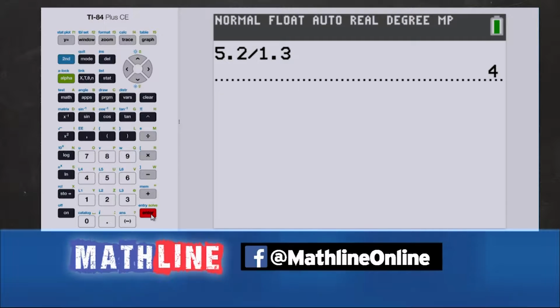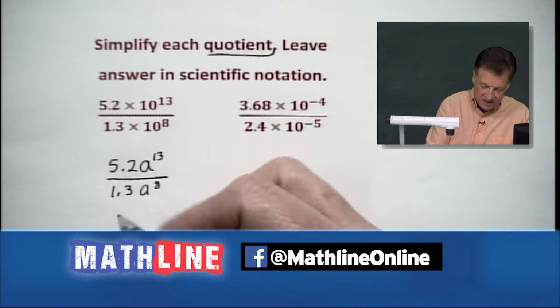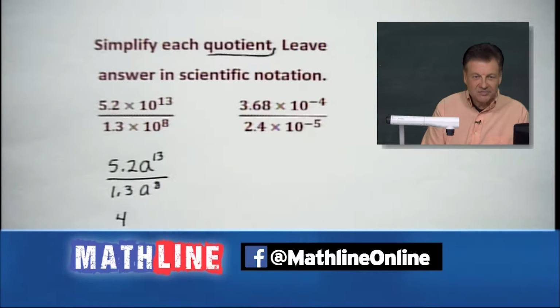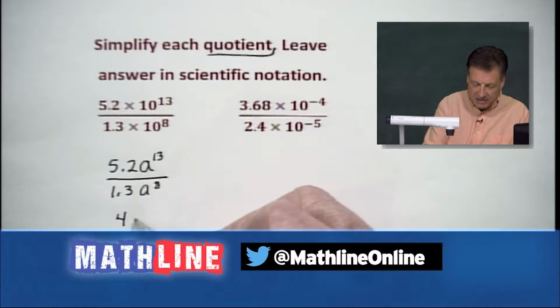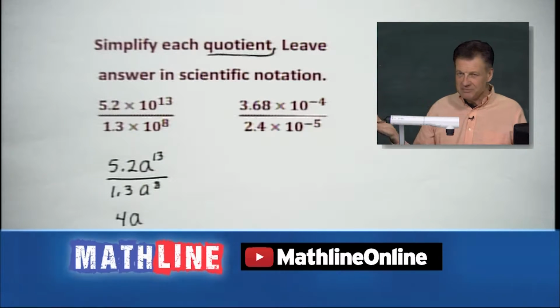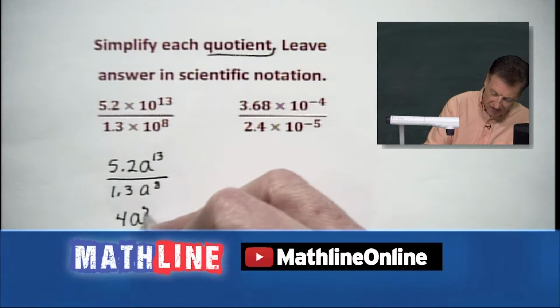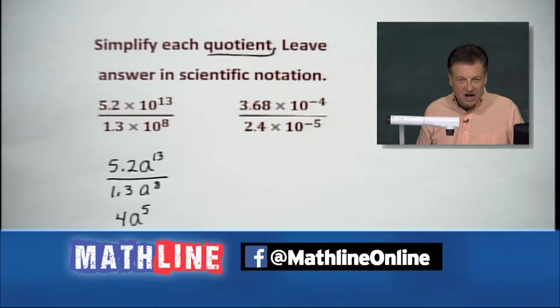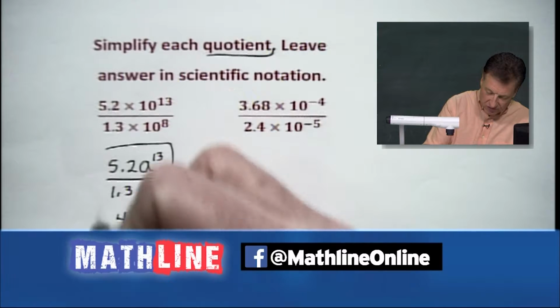All right, so let's go back to the original page since we got the hard part done now. We've got 4 right there. And remember what we said? We keep the base and we subtract the exponents. 13 minus 8, you get 5. So are we done, Ernie? We're done. Now, like I said, let's box that in for a little bit.